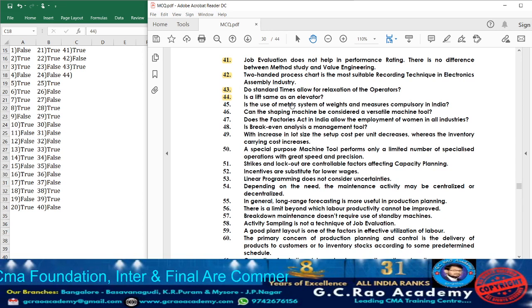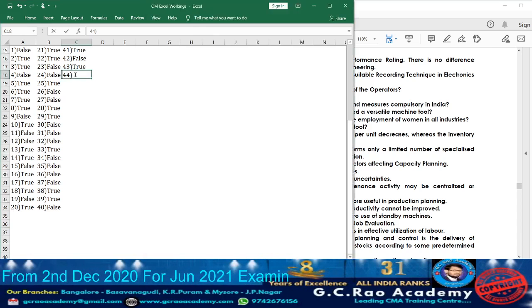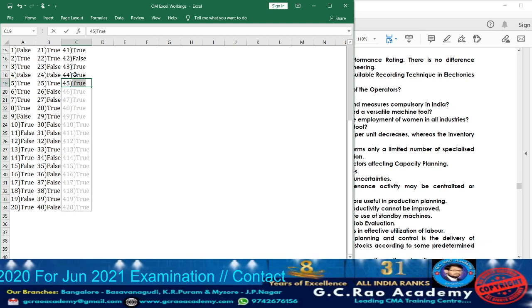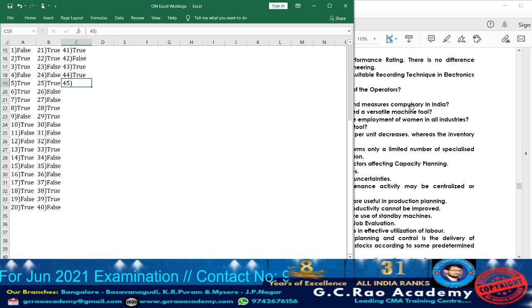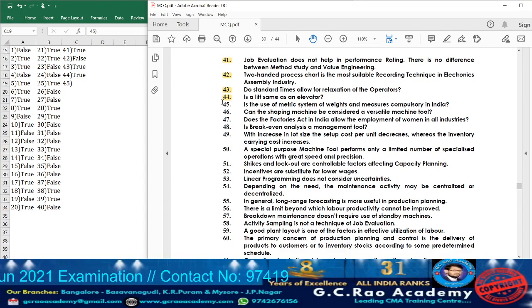Is a lift the same as an elevator? Both help in carrying what? Men and material. So both can be considered the same. When you consider from the point of view of a production unit, whether it is a lift or an elevator, they both facilitate the manufacturing unit in lifting men and material. So we can consider both are the same, and the statement is true. When you consider the features and all, it may differ, but from the usage purpose, both the lift and elevator are the same.